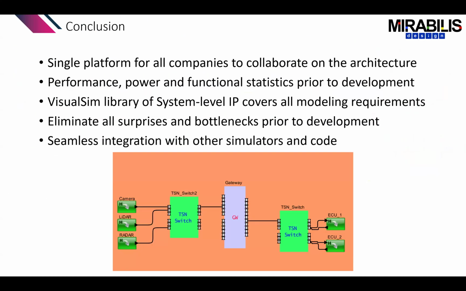So in conclusion, one, it's a single platform for all companies involved in the automotive space to collaborate. You can do power, performance, and functional analysis. The system level IPs is what allows us to very quickly create any type of design in the automotive space. And the reason for doing system level modeling is to really eliminate all surprises and bottlenecks prior to development. And of course, we have a seamless integration with other simulators and code, so it allows you to use your legacy data or data that you might be more comfortable with, import those, or import your models into the VisualSim modeling environment.